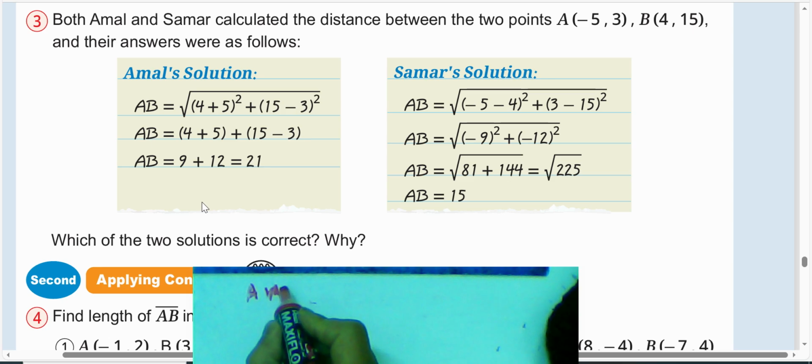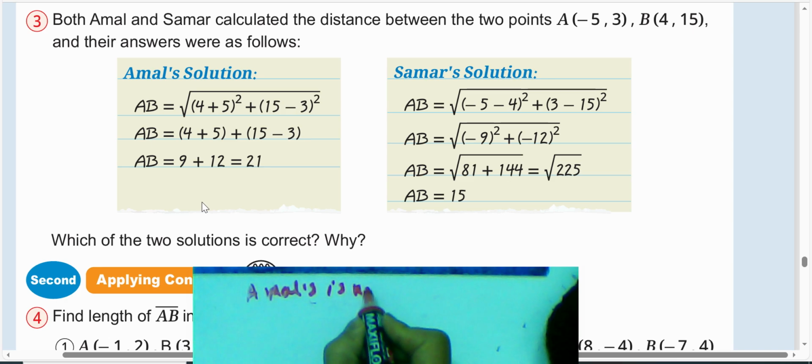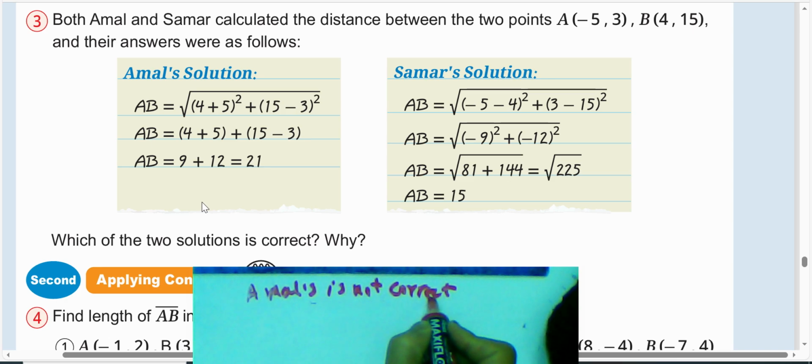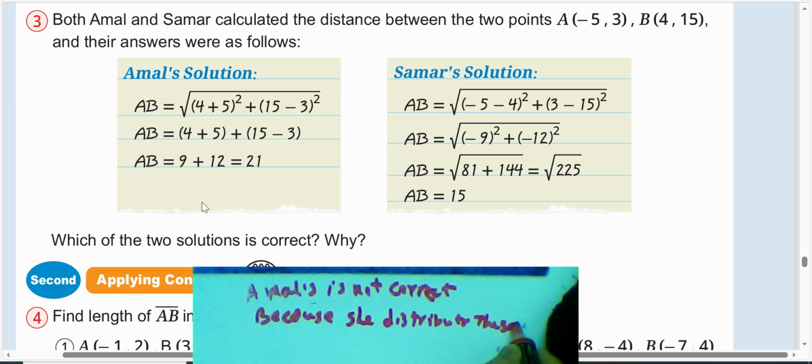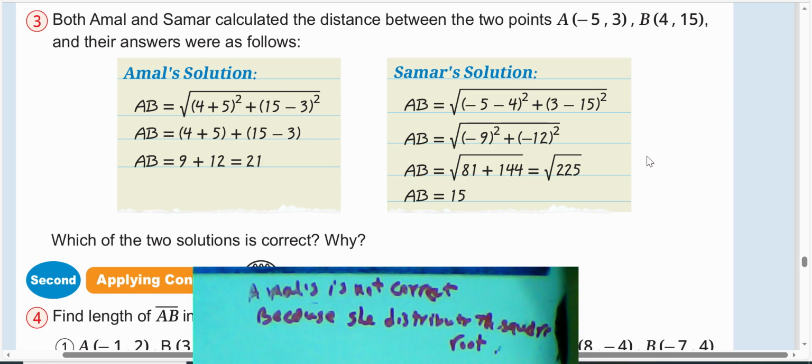Amal is not correct because she distributes the square root. It's false. Don't distribute the square root here. But Summer's solution is correct because negative 9 power 2 is 81 plus 12 power 2 is 144, and then she finds the answer.